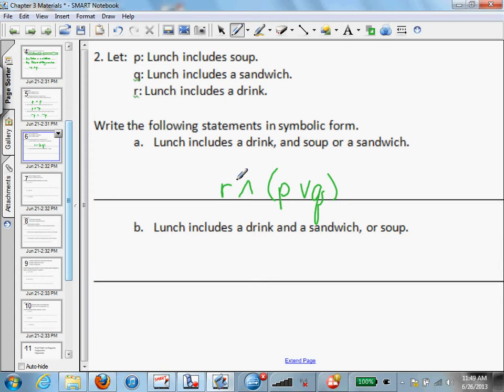Okay, and in B it looks very similar, but it is different. Lunch includes a drink and a sandwich or soup. So in this case, the drink is separate. Or no, the soup is separate from the rest of the choices. So we have R and P, which includes the drink and the soup, but the sandwich gets left behind.